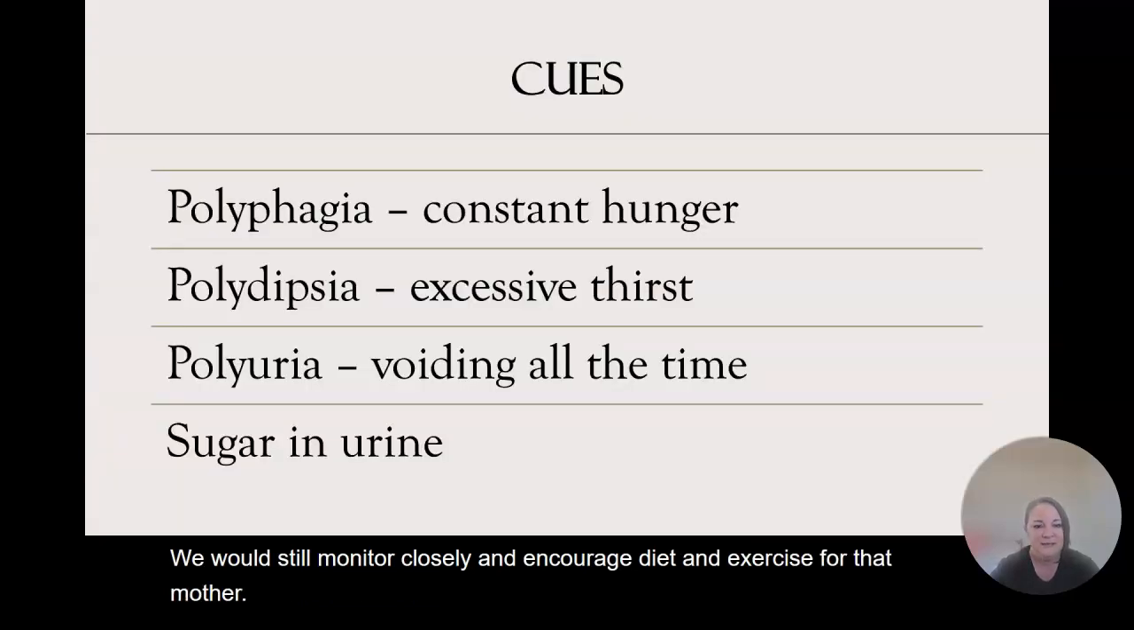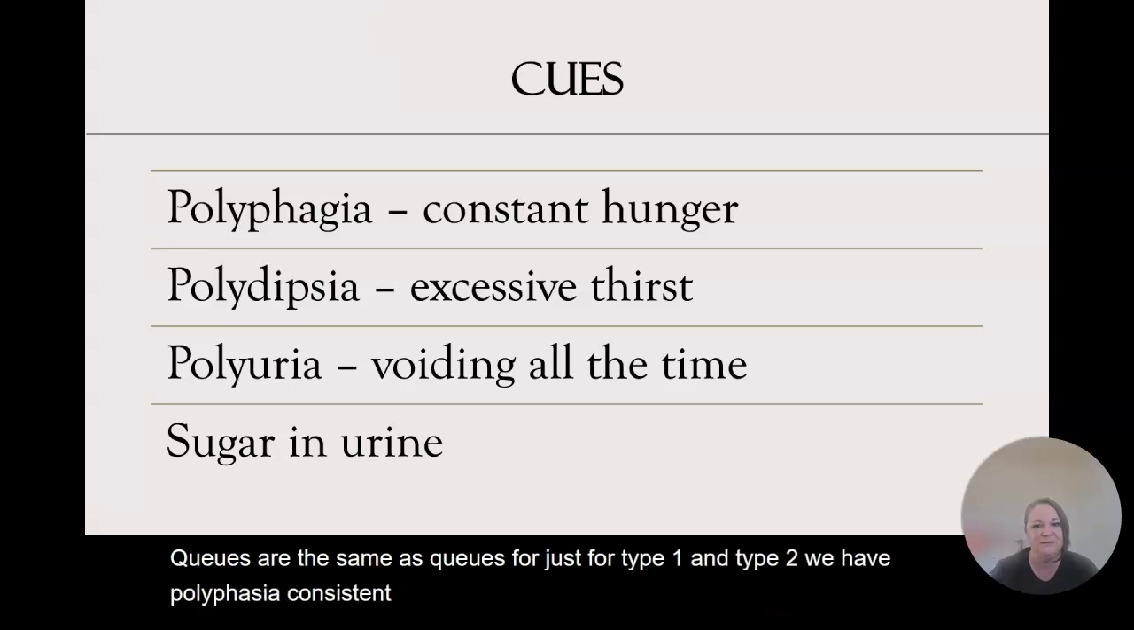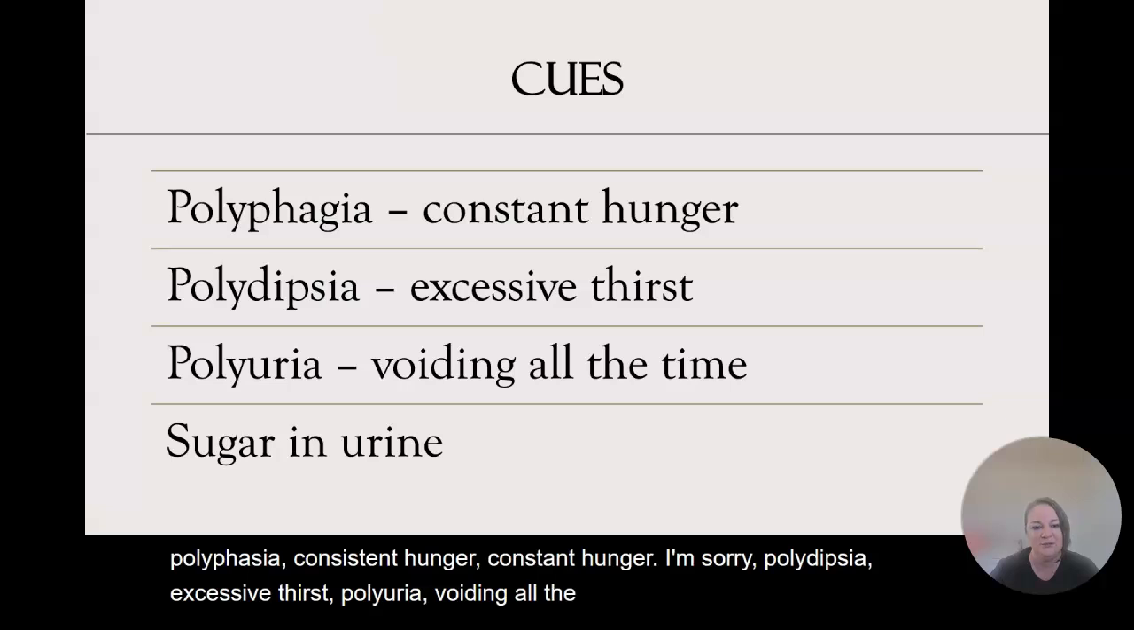Cues are the same as cues for type 1 and type 2. We have polyphagia, constant hunger, polydipsia, excessive thirst, polyuria, voiding all the time, and of course sugar in the urine.